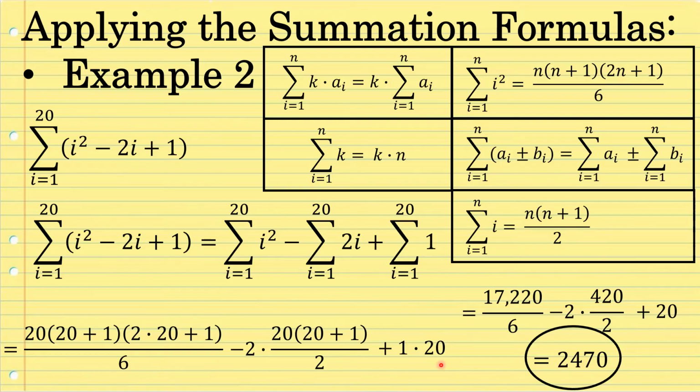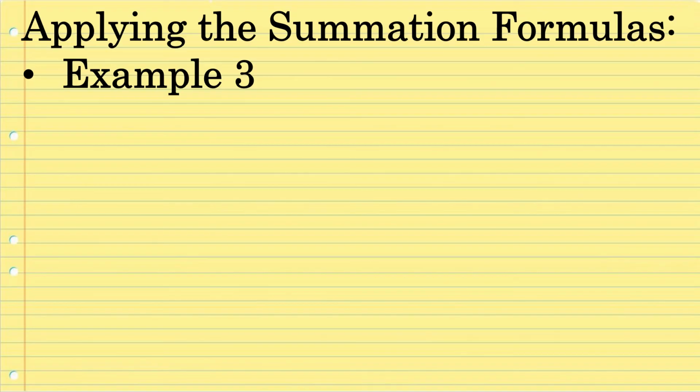Now let's do one more example. The final example we'll look at is the sum as i goes from 1 to 42 of i to the third plus 2i. Written out in long form, this means 1 to the third plus 2 times 1, plus 2 to the third plus 2 times 2, plus 3 to the third plus 2 times 3, the whole way up to 42.